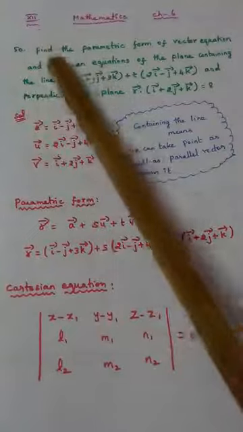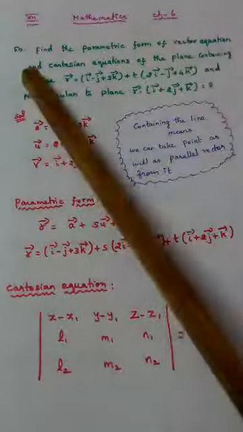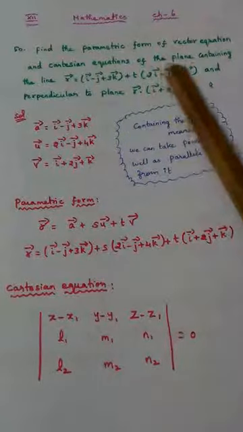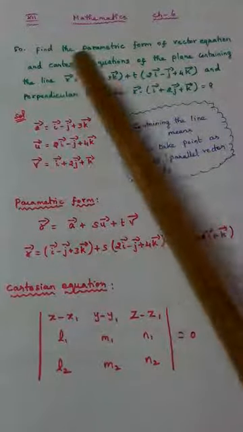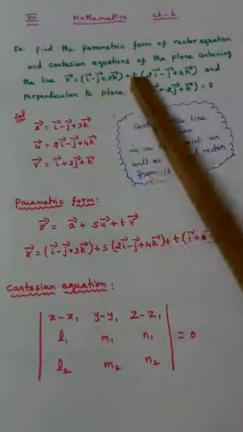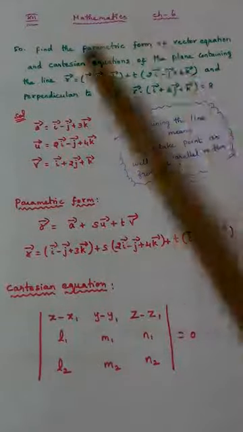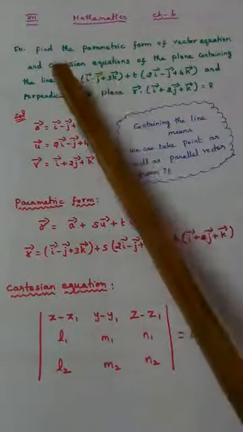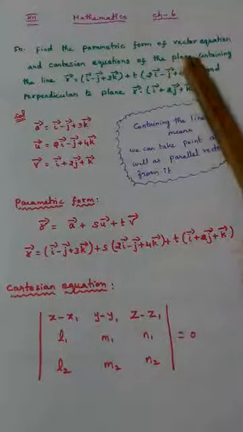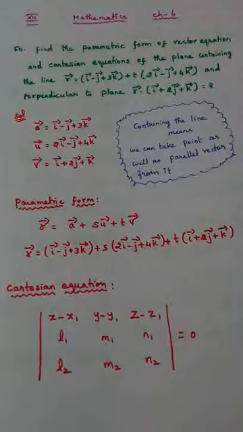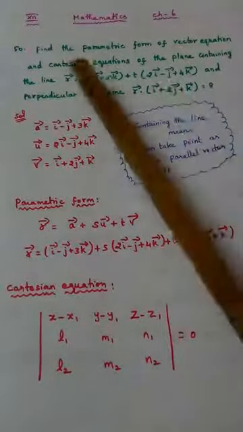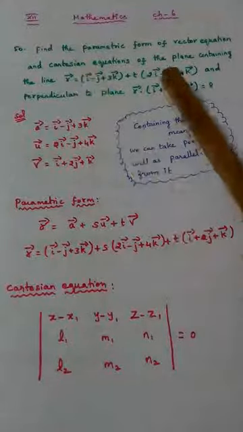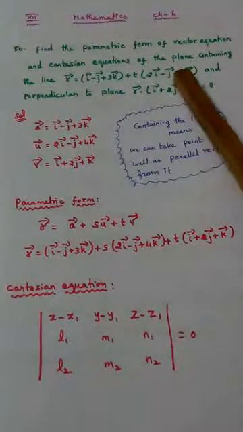Question number 50. Find the parametric form of vector equation and Cartesian equations of the plane containing the line. You know very well, this is one straight line. R vector equal to one vector plus t into something represents a straight line, where the first vector is nothing but a point on the straight line. The second vector is nothing but the parallel vector to the straight line. Yes or no? Again I repeat, this is a point on the straight line, and this is the parallel vector of the straight line.